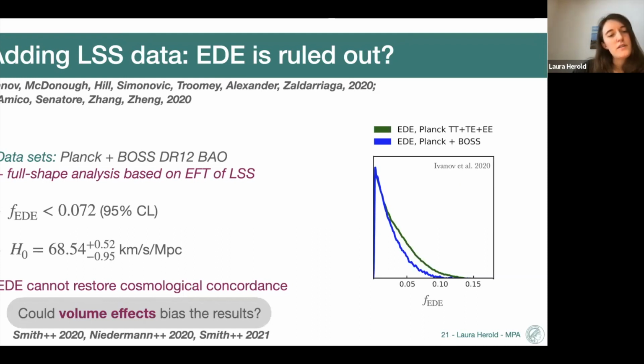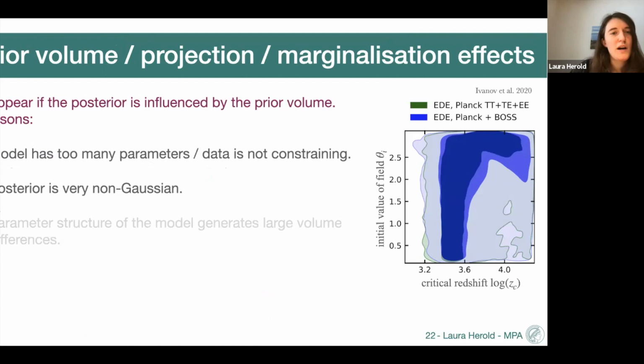However, several authors have pointed out that these constraints could be biased by prior volume effects. So what are prior volume effects, also known as projection effects or marginalization effects? They appear if the MCMC posterior is strongly influenced by the prior volume. Reasons for this can be that the model has too many parameters, or equivalently the data is not constraining enough for all those parameters, or also if the posterior is very non-Gaussian.